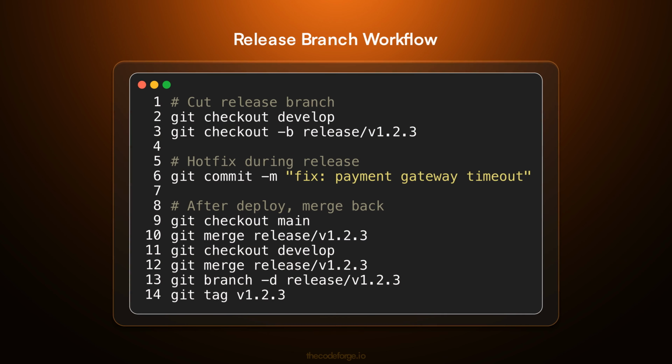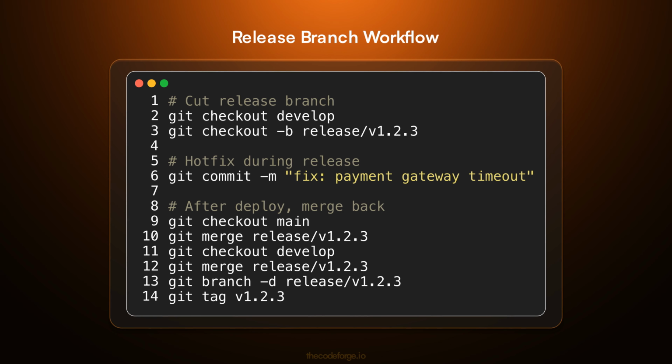Here's the full release branch workflow. Cut from develop, apply hotfixes, then merge back to both main and develop. Delete the branch and tag the release. This ensures the fixes are preserved in both lines of development.